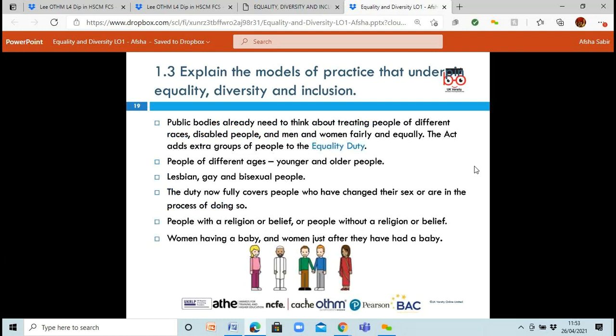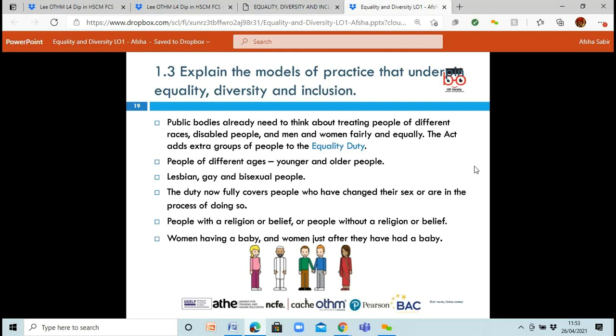When we look at public bodies, it can be a doctor, it can be the NHS, it can be a school, it can be an organization, anything. Public bodies already need to think about treating people of different races, disabled people, and men and women fairly and equally. Again, this is the equality duty.